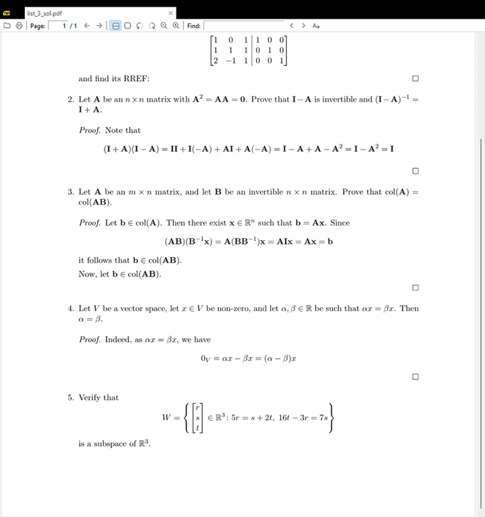Now, note I said verify. So you can rigorously prove this by going through the axioms for a subspace. You can verify that the set contains the additive identity, and then show that it's closed under scaling and adding. That will give you that it's a subspace. But there is a faster method here.